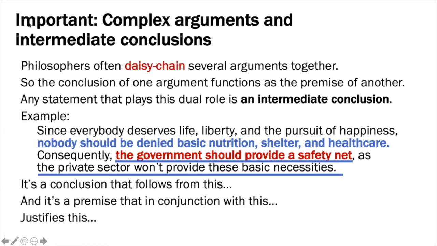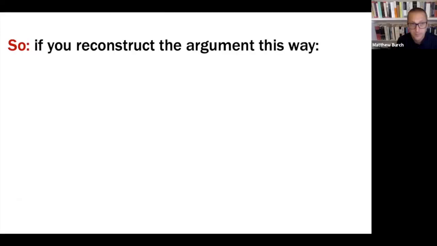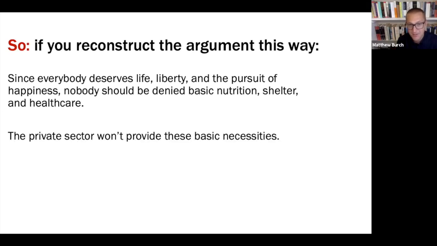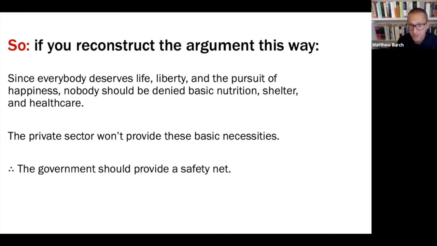Nobody should be denied basic nutrition, shelter, and healthcare. The private sector won't provide these things. Therefore, the government should provide them. So that statement in blue, nobody should be denied basic nutrition, etc., is playing a dual role. It's the conclusion of an argument and it's a premise in an argument. So it's an intermediate conclusion. That means that if you reconstruct the argument this way, since everybody deserves life, liberty, and the pursuit of happiness, nobody should be denied basic nutrition, shelter, and healthcare. The private sector won't provide these basic necessities. Therefore, the government should provide a safety net.